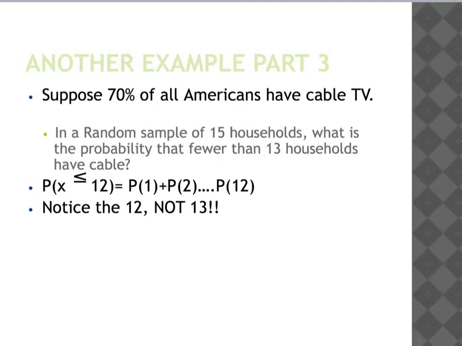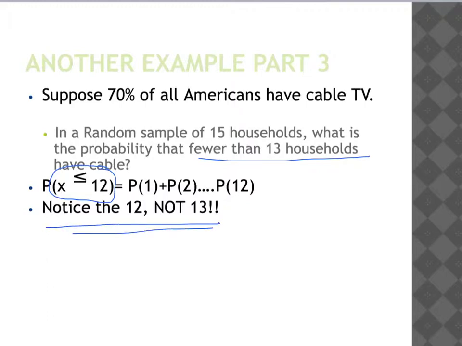All right, continuing with the same example, we have a random sample of 15 households. What is the probability that fewer than 13 have cable? Now notice the way the problem is written, we want the probability that X is less than or equal to 12 because fewer than 13 does not include 13. It means anything below 13. So 12 would be the next possibility because you can't have like 12.5 houses. It's 12 and then 13. So notice 12, not 13.